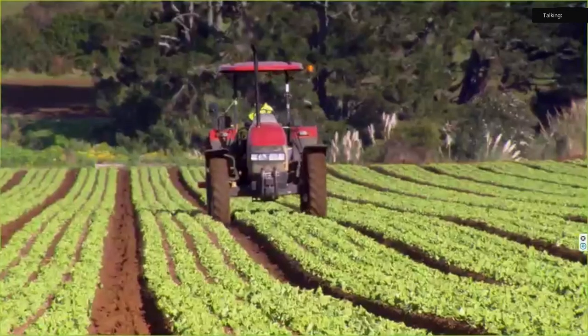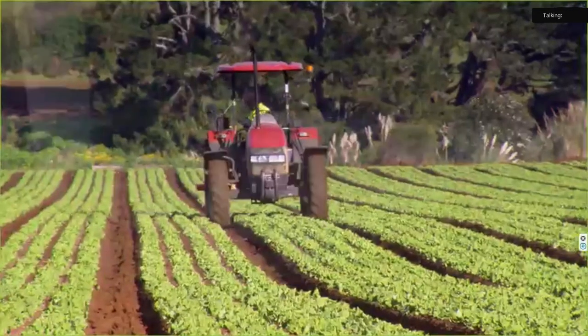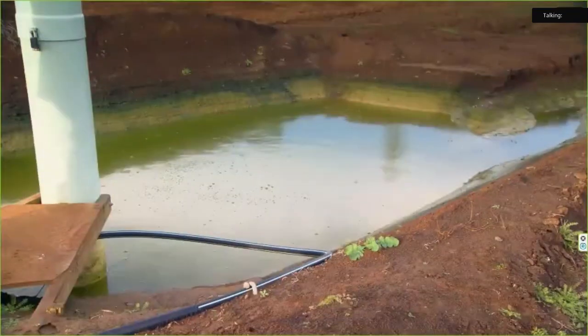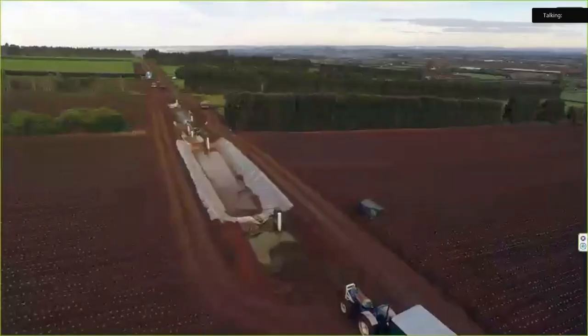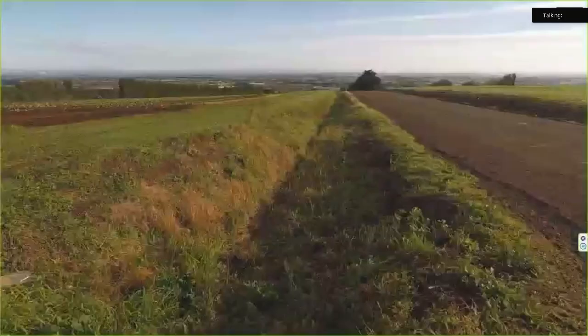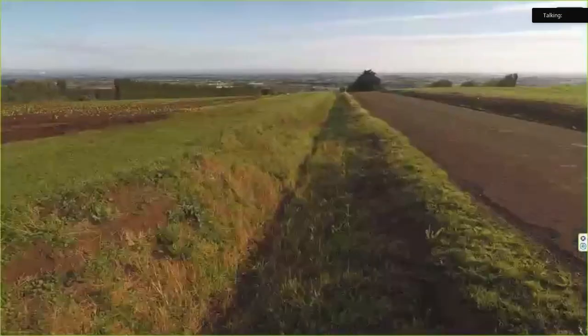And the 4th step is sediment control. So what do I need to do to stop the water that leaves the paddock having lots of sediment in it? i.e., do I need a silt trap? Do I need an earth bund? That's my final step.